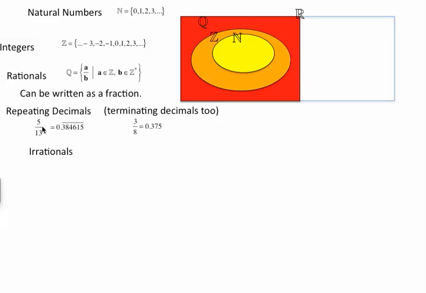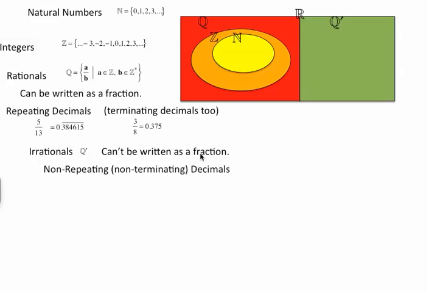And then we have irrational numbers. Irrational numbers cannot be written as fractions. Here are my irrationals. Now notice the reals are made up of rationals and irrationals. The rationals are made up of fractions, and then integers that are not fractions. And inside the integers, you have the positives, which are called the natural numbers.